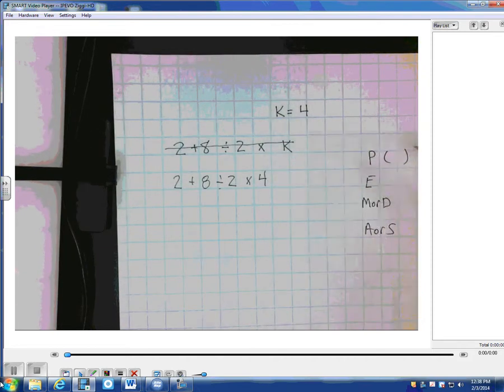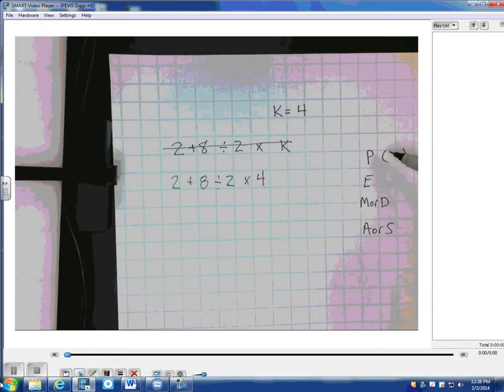Now I'm just back to my order of operations. As a quick review, I always do my parentheses first. Next, exponents if we have them, which we don't. Next is multiplication or division. If we have both in the same problem, you do whichever comes first going left to right. And then the same thing with addition and subtraction. If there are both in the same problem, you do whichever comes first going left to right.